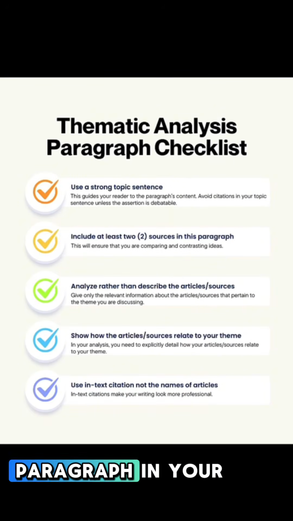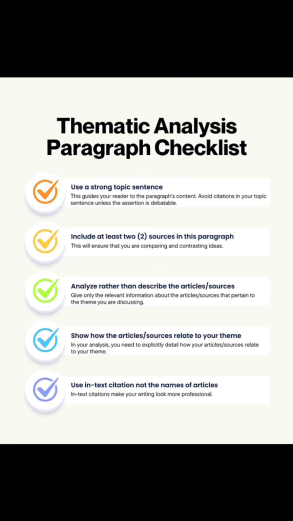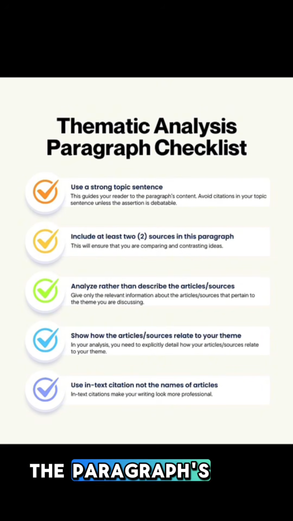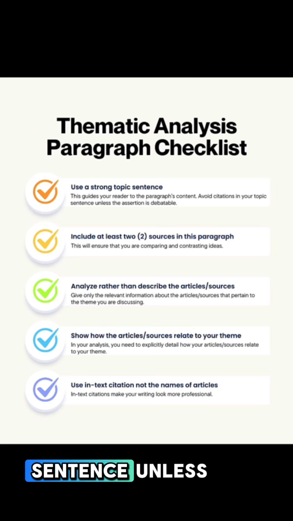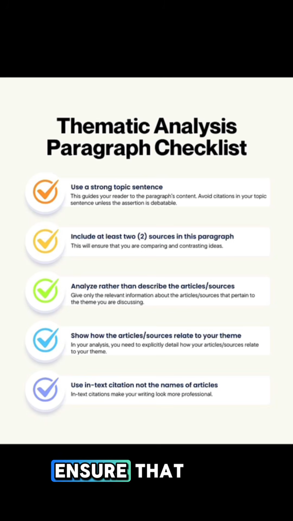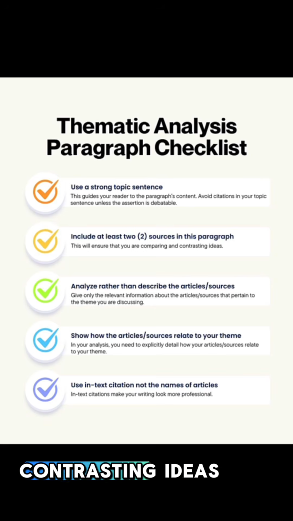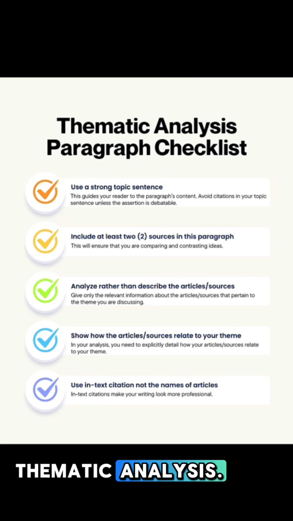When you're writing a paragraph in your thematic analysis, the first thing you want to ensure that you have is a strong topic sentence. This will guide your reader as to the paragraph's content. I typically advise my students to avoid citations in your topic sentence unless the assertion is debatable. The next thing is to include at least 2 sources in this paragraph. This will ensure that you are comparing and contrasting ideas, which is the purpose of the thematic analysis.